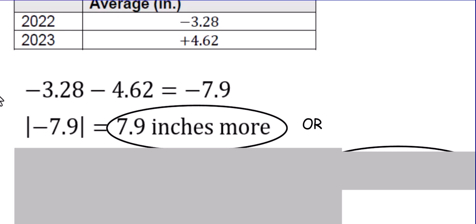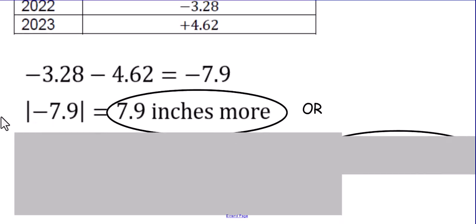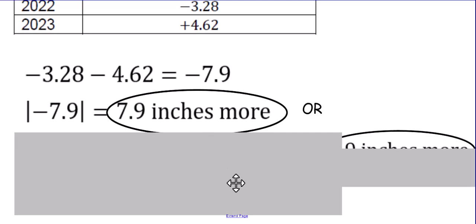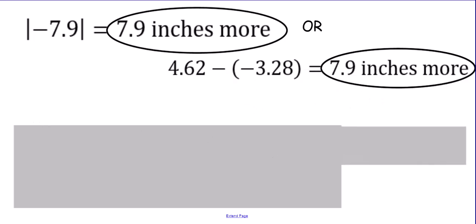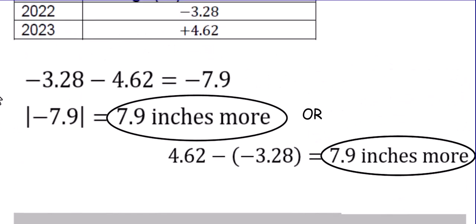Now, because we're trying to find the difference between 2023's value and 2022's, you can subtract in the opposite order. It does not matter which order you subtract those in. Let me pull these boxes down. If I take 4.62 minus negative 3.28, we want to make sure to be precise and use those negatives where they belong. We end up getting positive 7.9 inches. So same answer, either order we subtract them in. So I did want to show both possible options. Either way you do it, you're going to get a difference of 7.9 inches.